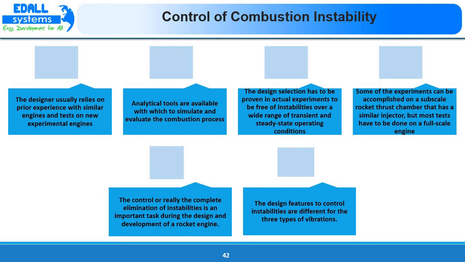So before going to the experimental phases, the design phase should eliminate all the combustion instabilities dealing with the steady state or transient conditions. Some of the experiments can be accomplished on a subscale rocket thrust chamber that has a similar injection, but most tests have to be done on a full-scale engine. Then the control, or really the complete simulation, of instabilities is an important task during the design and development of a rocket engine.